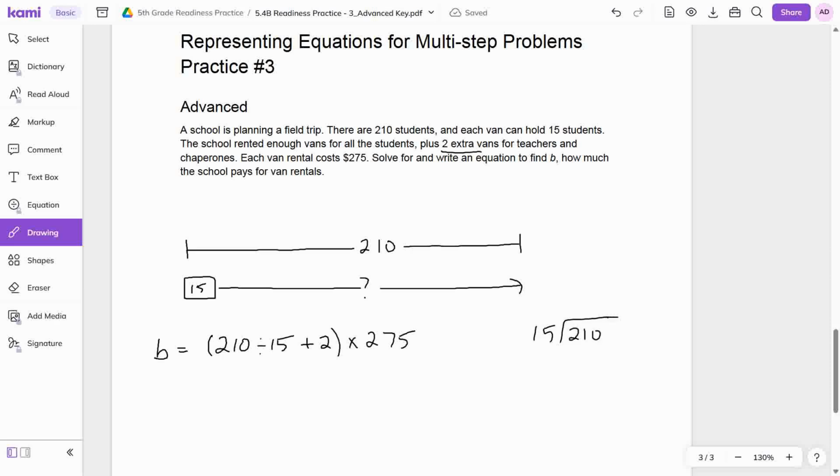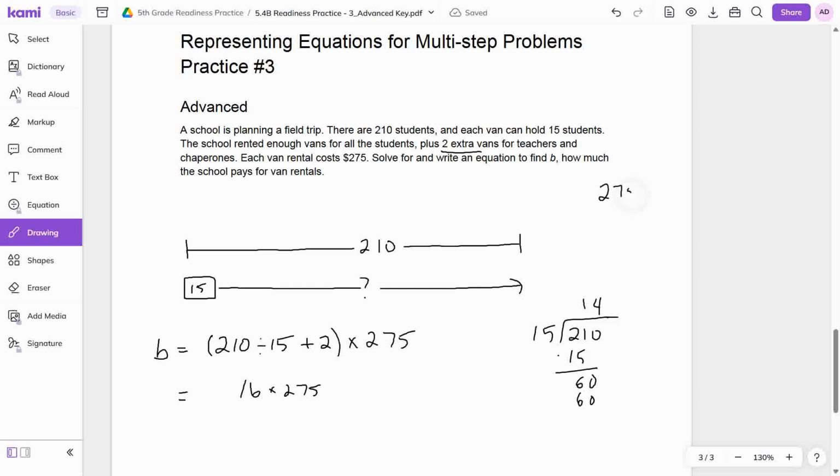So 15 goes into 21 once. That's going to be 60, and that goes in 4 times, and that goes in evenly. All right, so that's 14. So really, we're looking at 14 plus 2. That's 16 times 275. So let's figure out what that is.